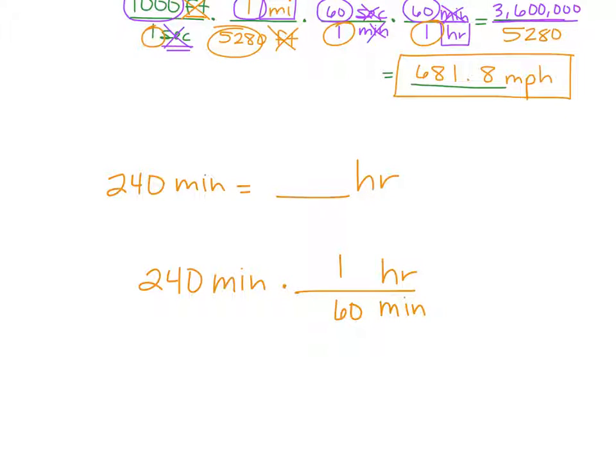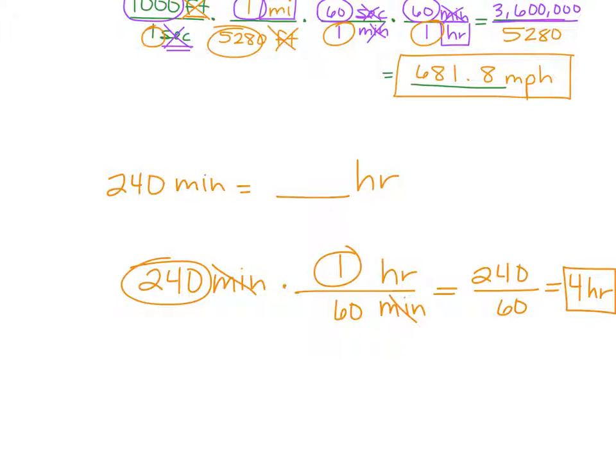Now here's where you have to be careful. What are you doing with the 240 and the 60? You're dividing them. Because if you multiply here, 240 times 1 is your numerator, 240. On bottom, you have a 60. So it's really 240 divided by 60. So 240 minutes is 4 hours. Okay? So just pay attention. Am I multiplying or am I dividing with what my conversion factors are?